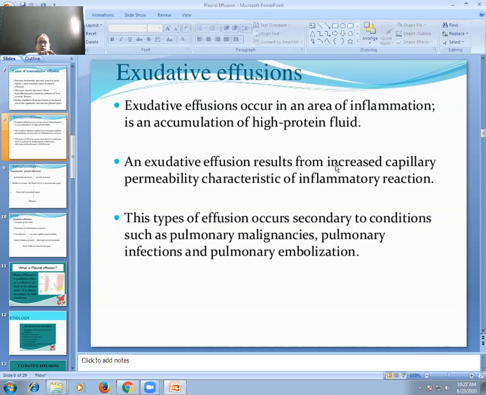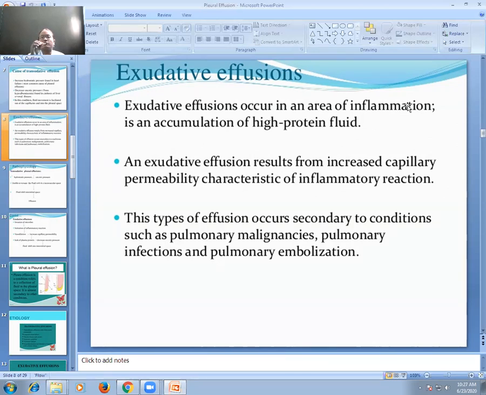An exudative effusion results from increased capillary permeability. There are two mechanisms. One is inflammation, which results in increased secretion. The inflammation of the pleural membrane, inflammation of the pleura, is called pleuritis. It can be acute, can be chronic, can be secondary to autoimmune diseases, can be secondary to malignancy.